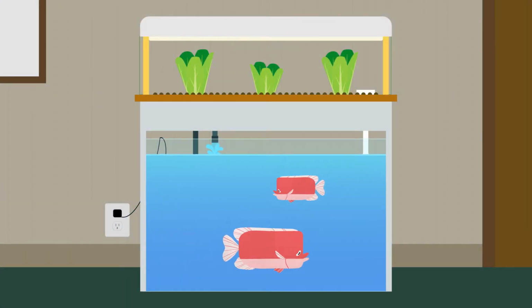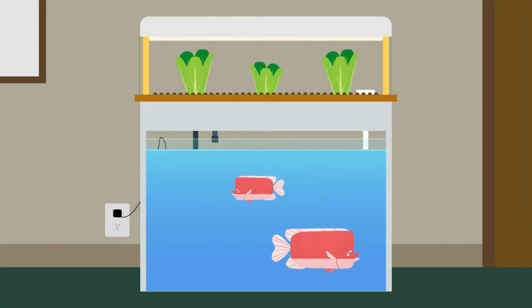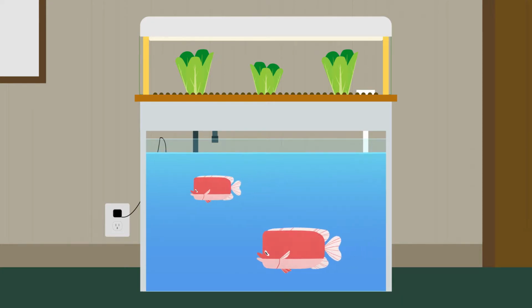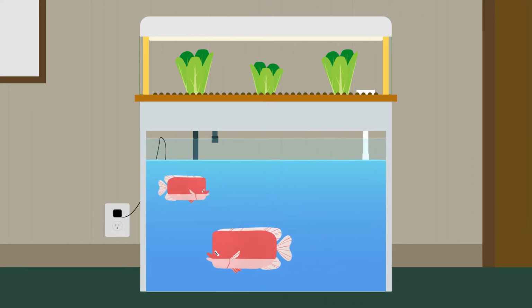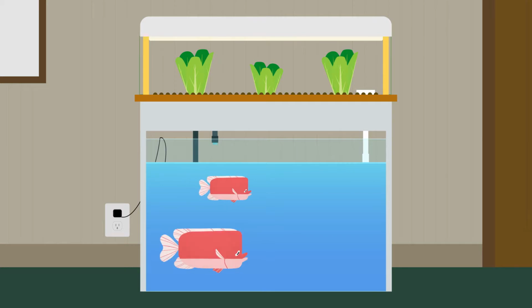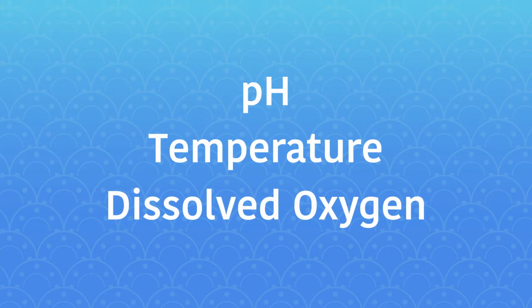Water's ability to change means that you must test the water in your aquaponics system often, so as to maintain a healthy environment for your fish, microbes, and plants. This is done by checking your water's pH, temperature, and dissolved oxygen.